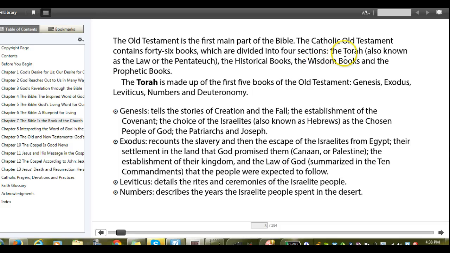And the four main sections are the Torah, or the Law, or the Pentateuch. And remember, the Pentateuch is Genesis, Exodus, Leviticus, Numbers, and Deuteronomy. Then the historical books, the wisdom books, and the prophetic books. The Torah, as we just went over, and this goes over all of the different things. So please take time and read these so that you are familiar with what happens in each book.